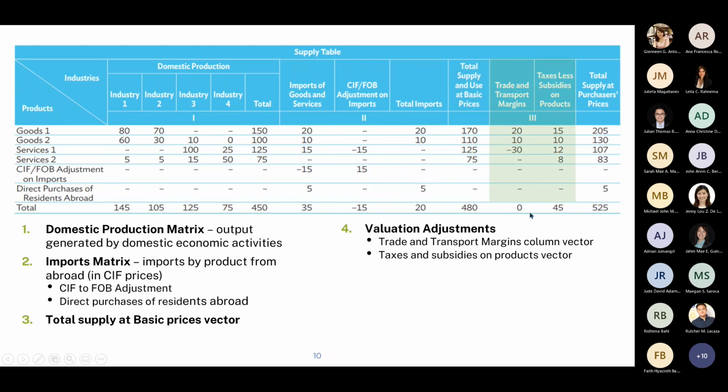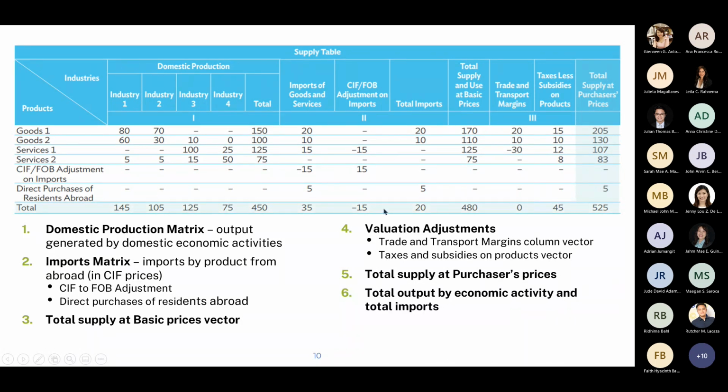And then we will be having our valuation adjustments. These are compiled to bridge total supply at basic prices to purchasers' prices, and are comprised of our trade and transport margins and taxes less subsidies on products. Trade margins would simply be the markup for trade services. Transport margins would represent freight transportation services of products paid separately by the purchaser. And finally, we have total supply at purchasers' prices, highlighted here in blue, and total output by economic activity, and total imports highlighted in blue in the row.